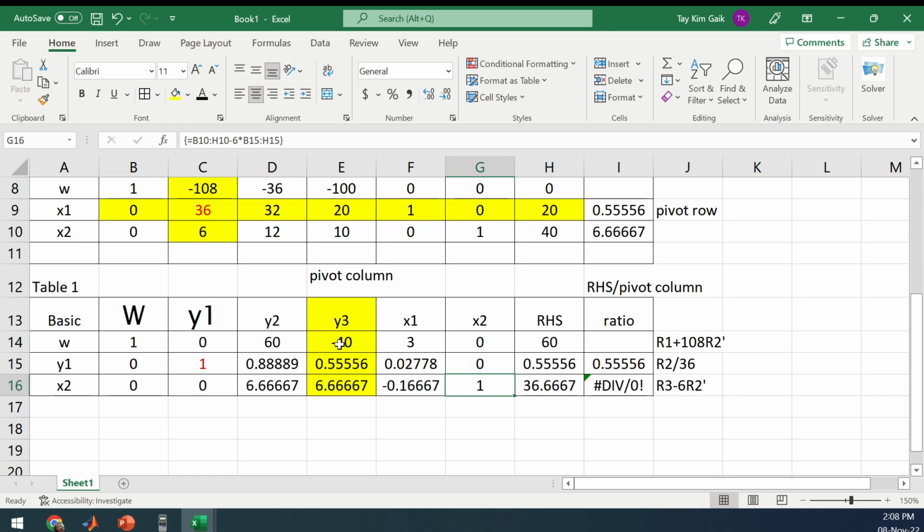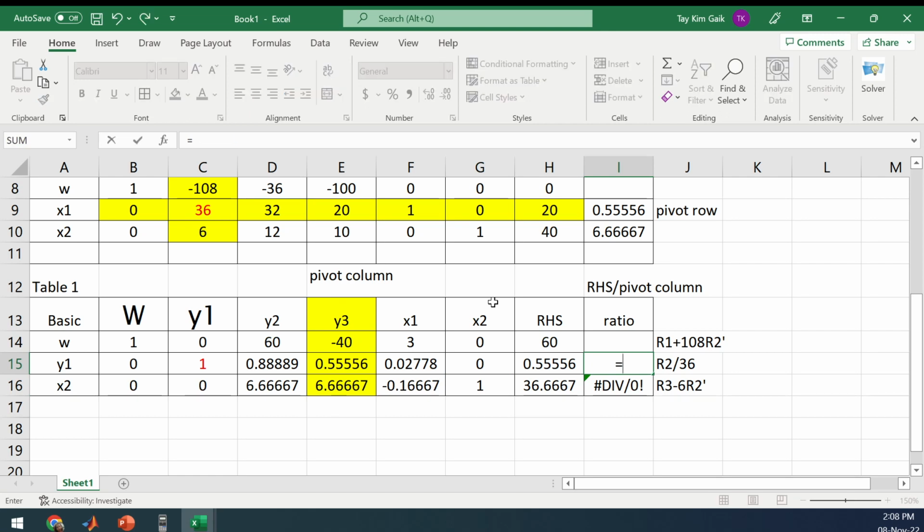Since Y3 is still negative 40, Y3 is the pivot column. Then you need to find the ratio again, which will be the right hand side divided by the pivot column.